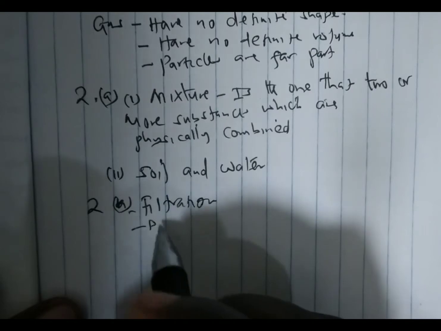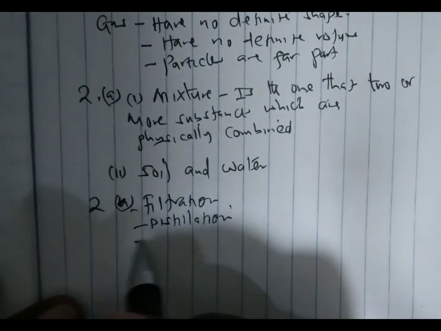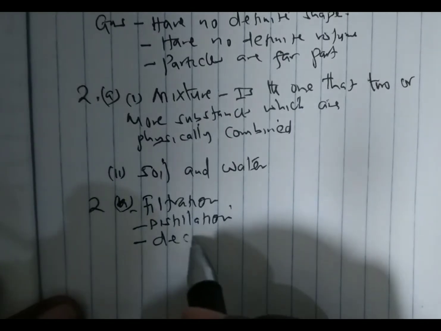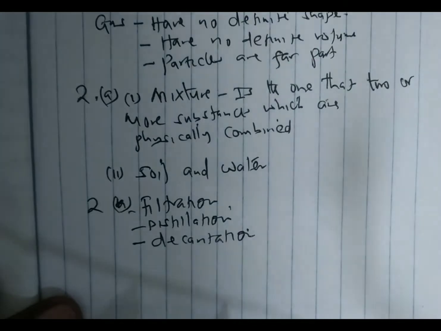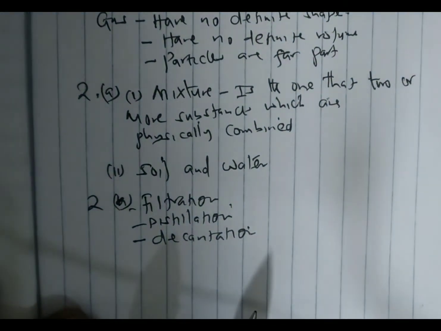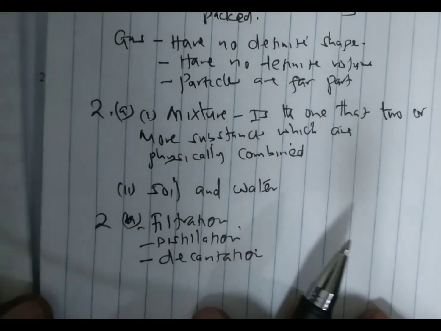We can use distillation at industrial level. Then lastly, we can use decantation. Those 3 methods can be used to separate water and soil, or basically water and sand. That is question number 2.